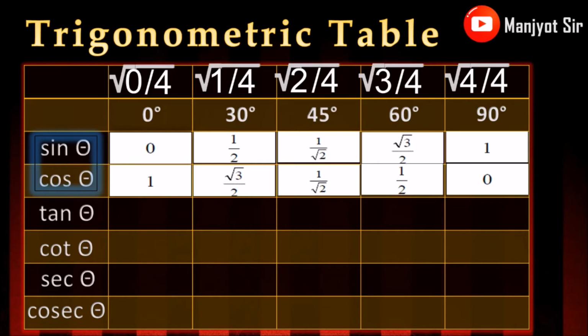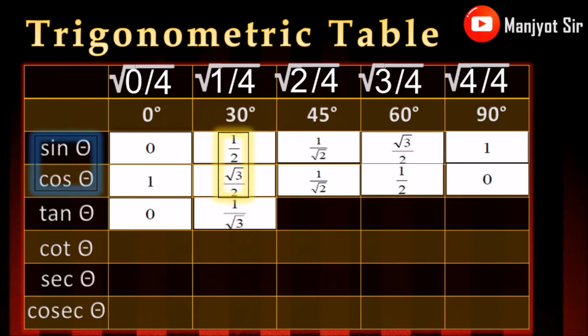So if you divide the first two values, that is 0 upon 1. 0 upon 1 will be 0, so tan 0 will be 0. Now if you observe the next term, 1 upon 2 upon root 3 upon 2. In the denominators, both 2 will be cancelled and we will be left with 1 upon root 3.